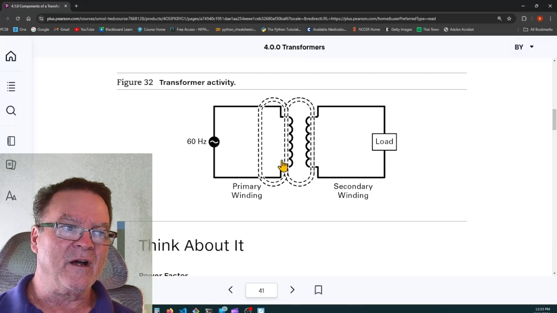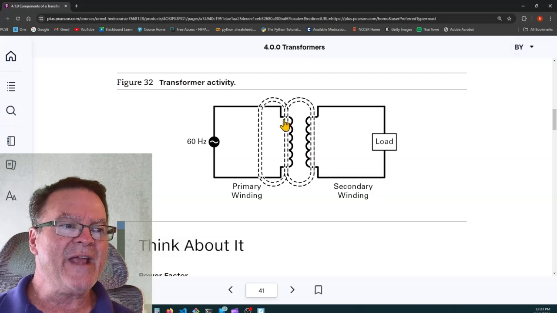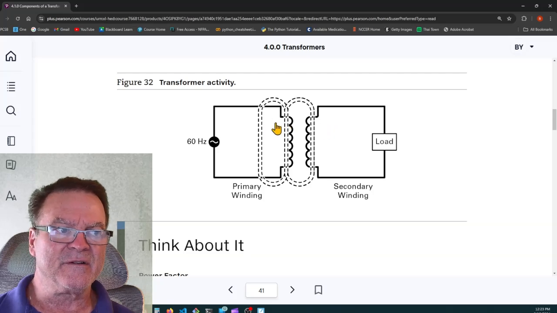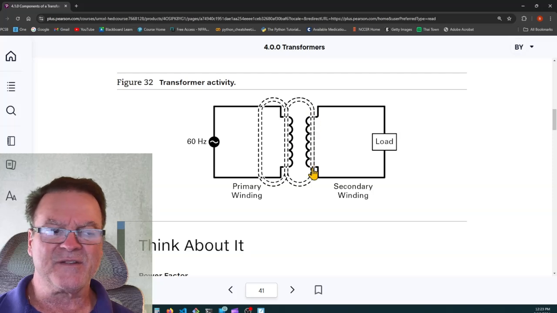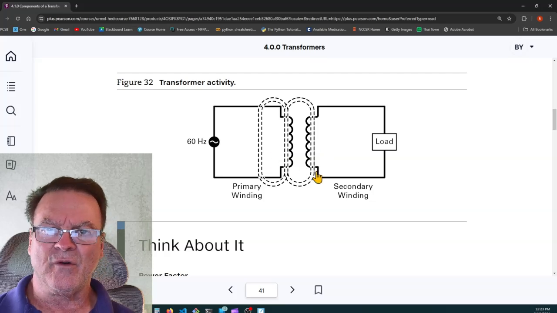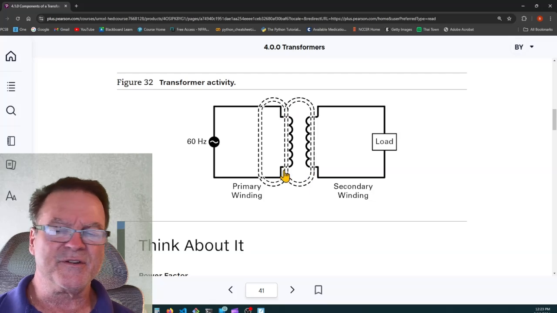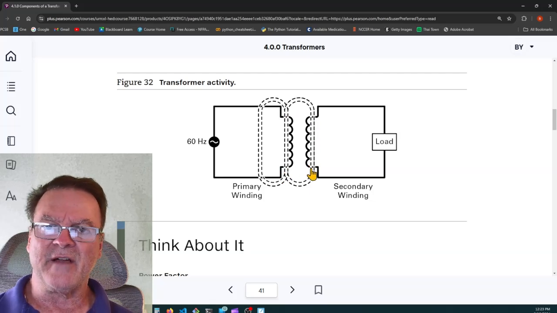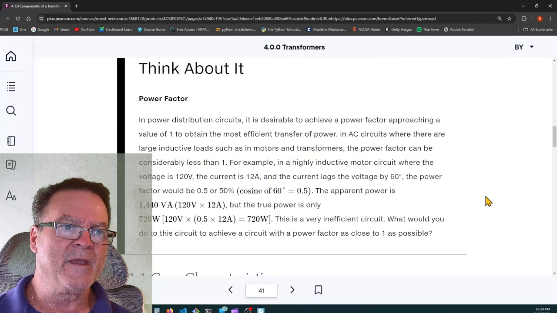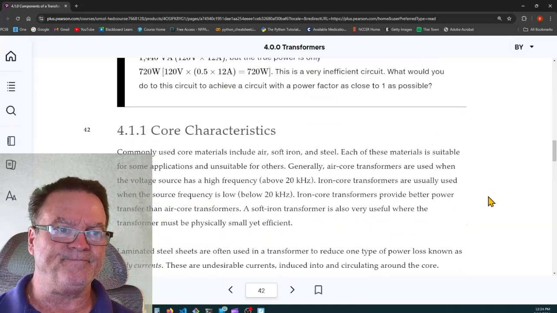So we have alternating current going through the primary at 60 Hertz, and it creates an expanding and collapsing magnetic field. And that expanding and collapsing magnetic field is cutting the secondary conductors, the secondary of the transformer. And as it cuts the secondary loops, it induces a voltage and a current in that secondary. And depending on how many turns you have in the primary as opposed to how many turns you have in the secondary, you can either step up or step down that voltage. So, all right.